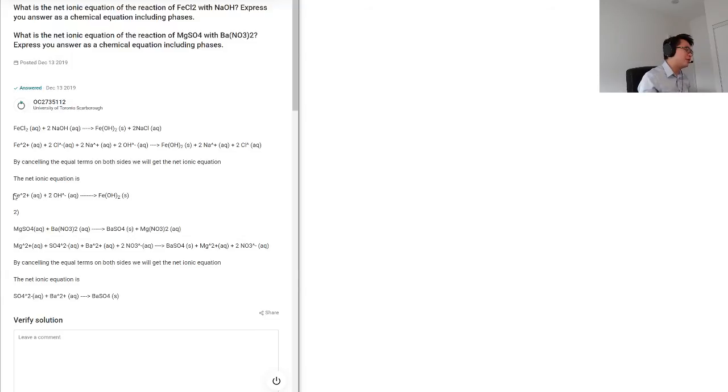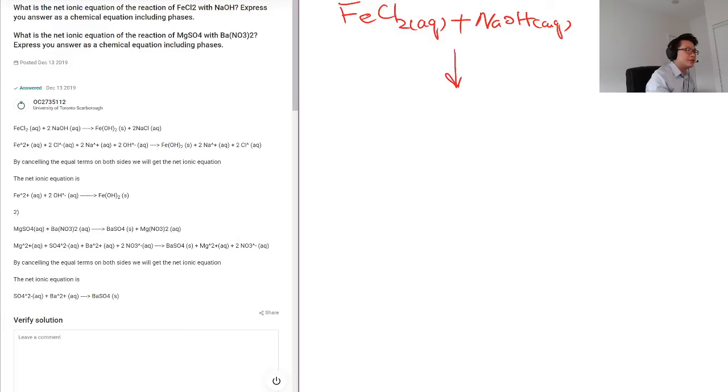And then we can write a net ionic equation by writing down all the ions. It looks a little bit complicated, but let's go through it step by step. First of all, we have iron chloride, which is aqueous, and then we have sodium hydroxide, which is also aqueous. I'm going to write it vertically because I'm running out of space.